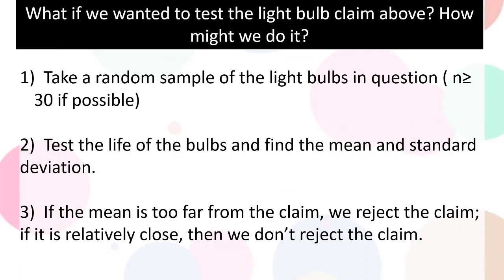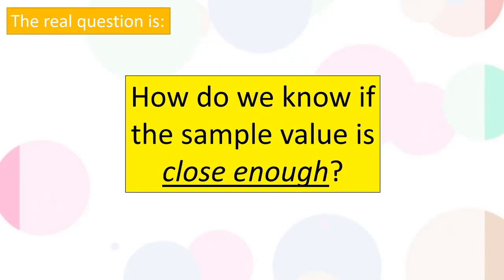If it's relatively close to the claim, we don't reject the claim. That language is not very specific. We say if it's too far from the claim. Well, what constitutes too far? How far is too far? Or if it's relatively close, well, how close is close enough? That's the real question. How do we know if the sample value is close enough for us to consider this a nice normal sample and not doubt the claim? And all of this goes back to the central limit theorem.